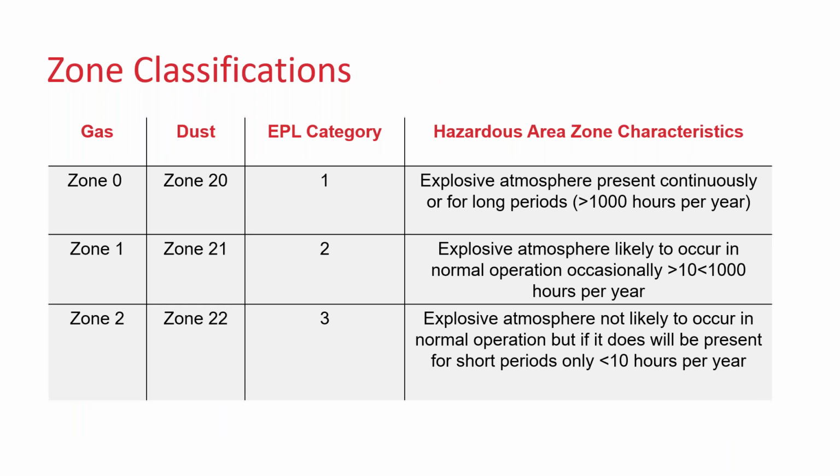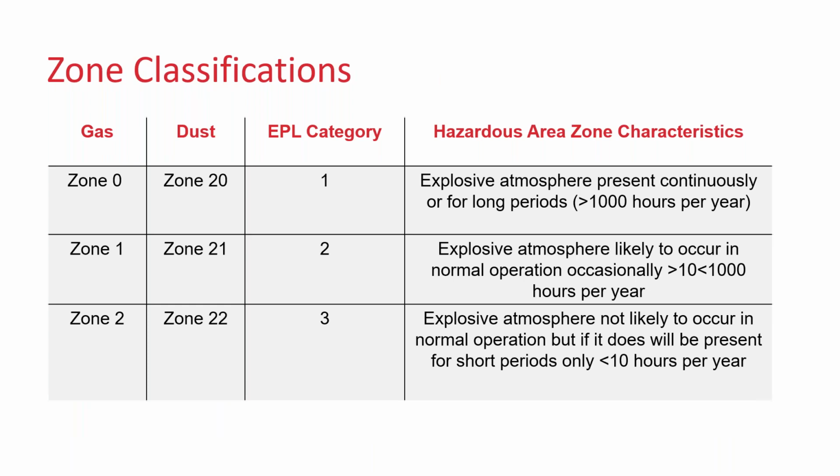As the zone governs the level of protection and precaution required, it is essential to know which zone you are working in so that you can specify the most appropriate equipment for gases, vapors, mists and dusts that are present in these zones. And these are subdivided into 3 zones. So we have zone 0 and zone 20, which is EPL category 1. EPL is an abbreviation for equipment protection level.